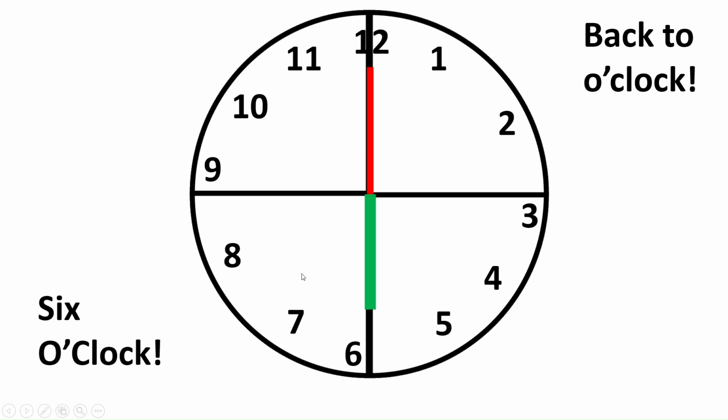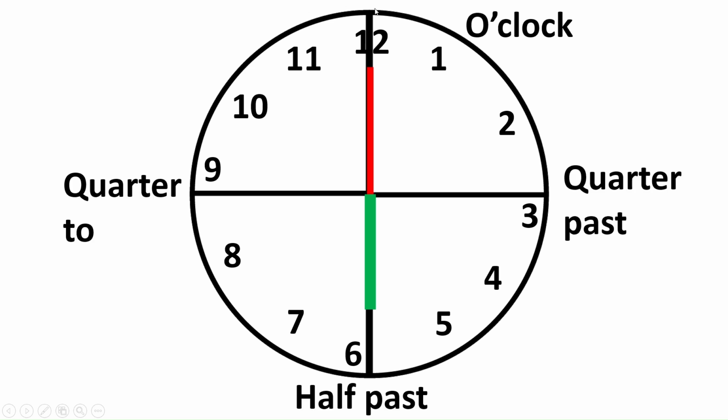So let's look back at everything we've learnt. When it's at 12, we would call it o'clock. When it's at 3, we would call it quarter past. When it's at 6, we would call it half past. And when it's at 9, we would call it quarter to. These are the 4 main points that we are meant to know. However, if we want to know the points in between them, then you'll have to check the next video.